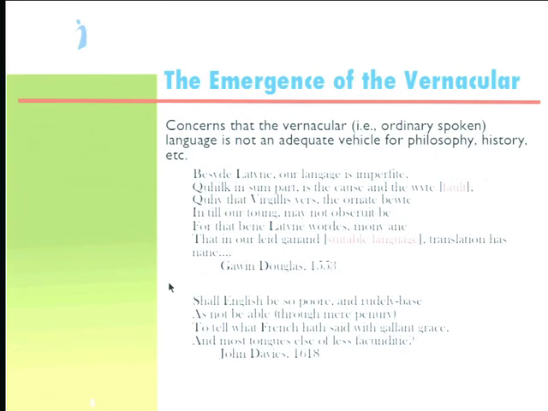And there's a series of complaints throughout this period about the inadequacies of English, and in France about the inadequacies of French and so on and so forth. I'll just read this, the second of these. Shall English be so poor and rudely based as not be able, through mere penury, for not penury, not having enough words, to tell what French has said with gallant grace?